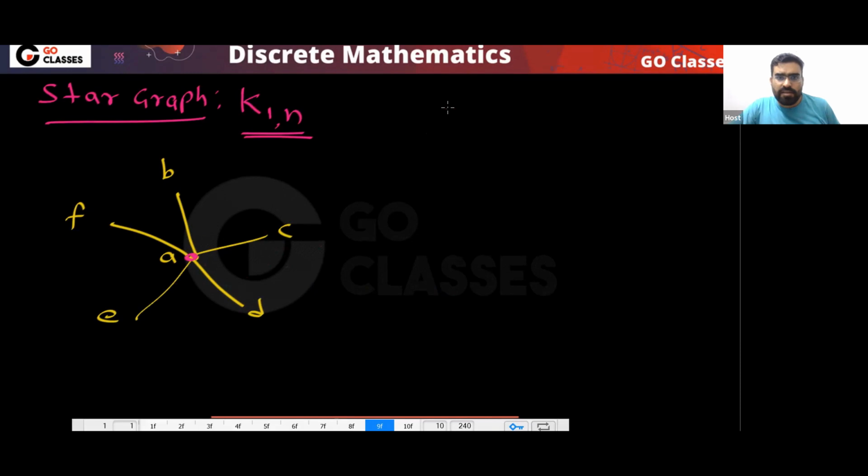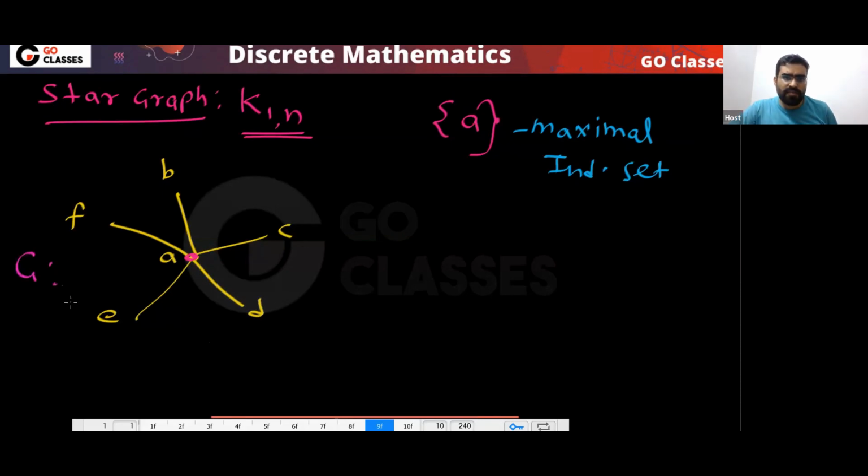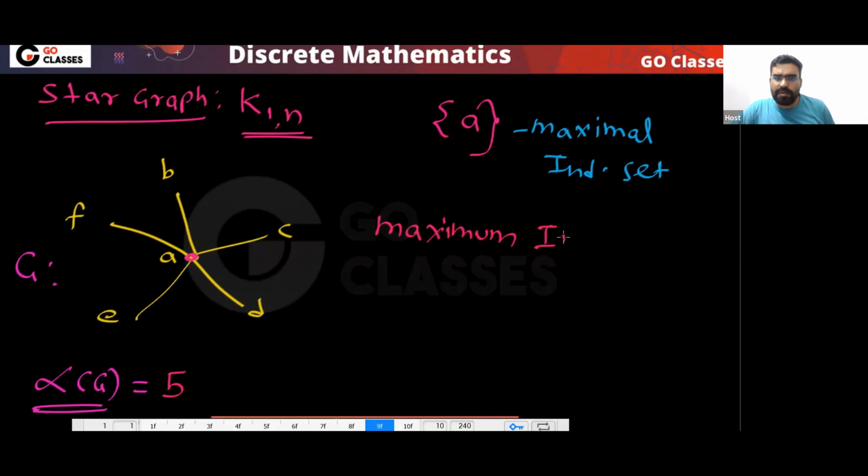Tell me, in this, can I say this is a maximal independent set? Can I add something more? Yes, this is maximal. I cannot add something more. And what is the alpha of this graph? What is the independence number of this graph? That will be 5. Because what is the maximum independent set? The largest independent set that you can create will be B, C, D, E, F. This is the largest that you can create.